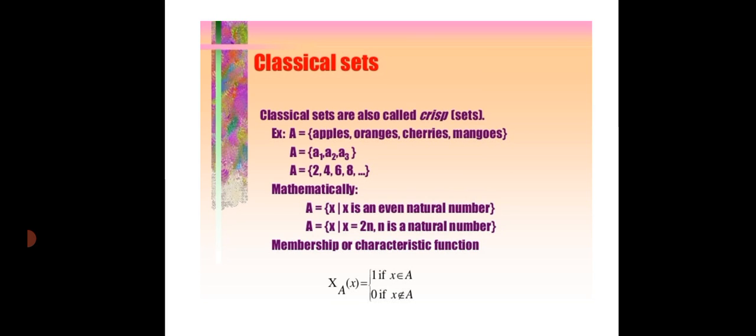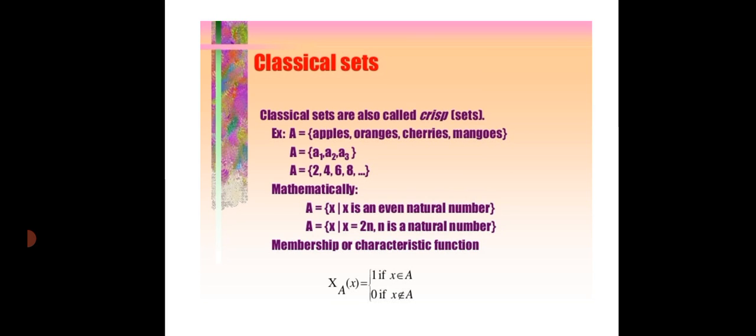So this is the general example by statement. We can say that it is the set of all fruits, set of all elements, or set of all even numbers, right? Mathematically, we can express this set as A = {x such that x is an even number}, and A = {x such that x = 2n, where n is a natural number}. Likewise we can define it mathematically.